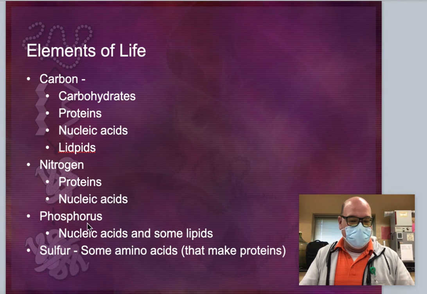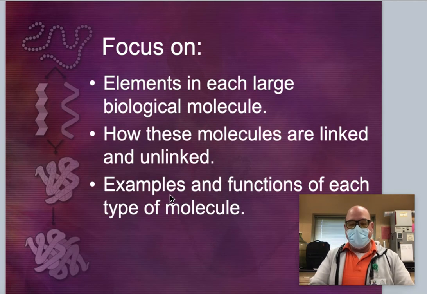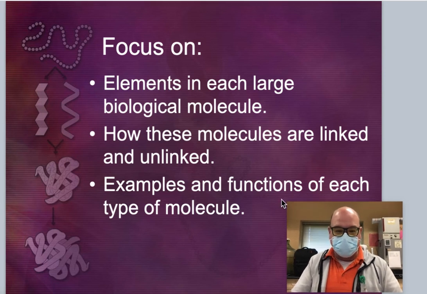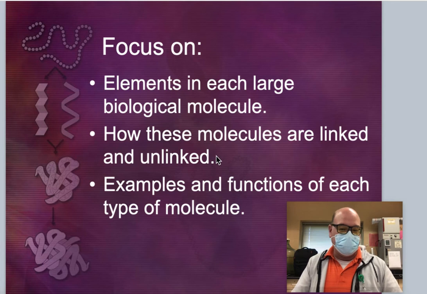So we're going to go through each one of these individually, like carbohydrates. We're going to talk about what's in them. As we go through this, you really should focus on which elements are in each one, and that's on that previous slide I just showed you. How these things are linked and unlinked, and this means chemically. How are they chemically hooking together, and how are they chemically broken apart? So growth might be linked, digestion might be unlinked. And you want to know examples of each one.